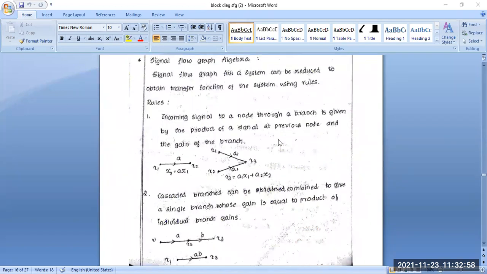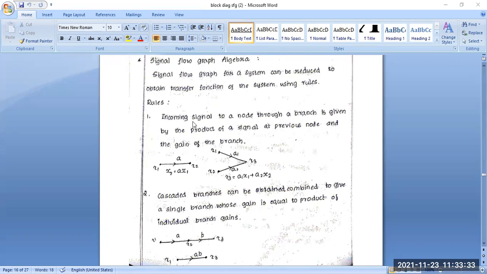Next topic. What is signal flow graph algebra? Okay. So this is a simple thing when you have to solve the signal flow graph method for representation of any transfer functions. We have to use this type of simple algebraic knowledge. So the signal flow graph for a system can be reduced to obtain transfer functions of the system using these rules. These are the different rules we have to classify here.